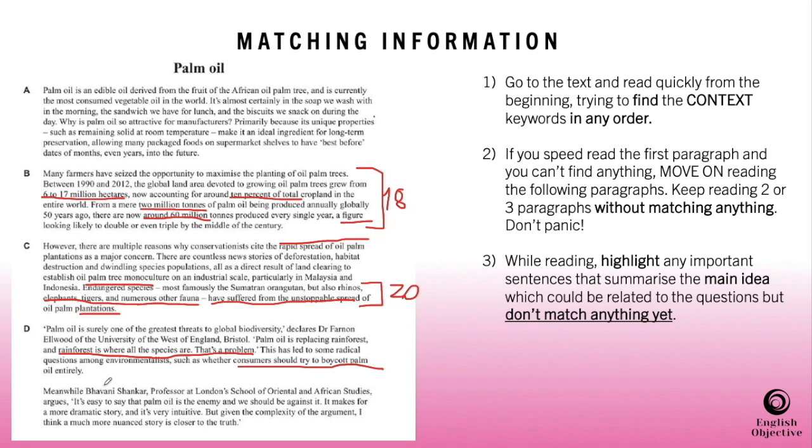Meanwhile, studies... So as you can see, I'm actually skipping all the names. I'm not even paying attention to reading the names properly. Names at this point are not really important, so I just skip them. It's very easy to say palm oil is the enemy. We should be against it. It makes for a more dramatic story, it's very intuitive. Given the complexity of the argument, I think a much more nuanced story is closer to the truth.